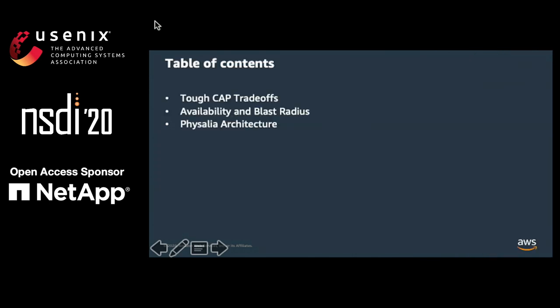So, a brief outline of the talk. I'm going to talk about tough trade-offs related to the CAP theorem and similar kinds of theoretical bounds on distributed systems. I'm going to talk about availability and what we call blast radius and how that informs a lot of the design work that we've been doing in AWS. And then I'm going to talk through the architecture of the system we built called Physalia to meet a particular need in a particular piece of our AWS architecture.